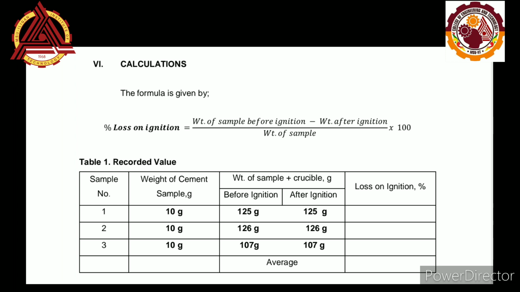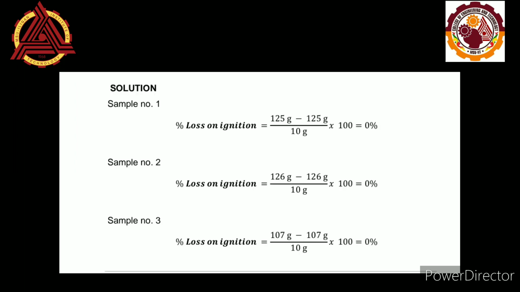As we can see in table 1, there are 3 different samples and each sample is weighed 10 grams. The weight of the sample plus the crucible before ignition in samples number 1, 2, and 3 yields no difference after ignition. After following the procedures, the following data are put in a table.